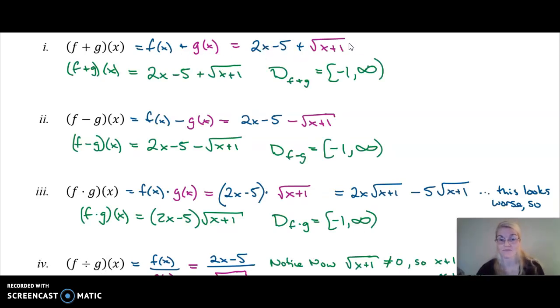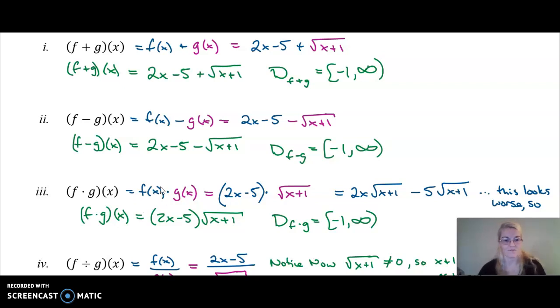All right, so when we add our two functions, we literally take the first one and add it to the second one. You do not need to show this first line of work; you can and hopefully should be able to just add straight up. What's the domain? Well, the only domain restriction we have is coming from our square root function. And so the domain of their sum is the same as the domain of just g, the square root function. When you subtract, again, the same thing. It's going to be 2x minus 5 minus the square root of x plus 1. And the domain is still -1 to infinity, including -1.